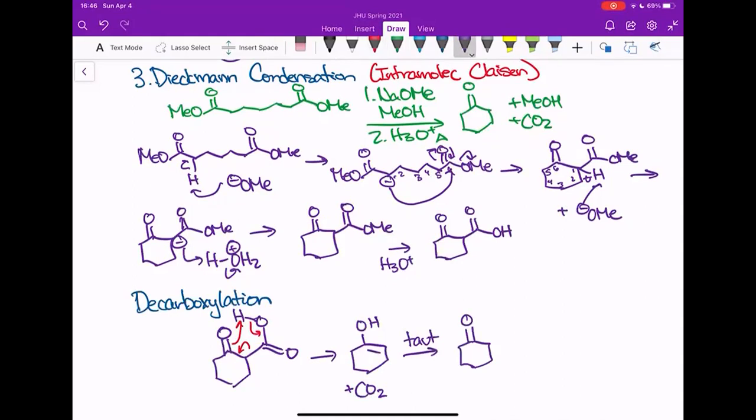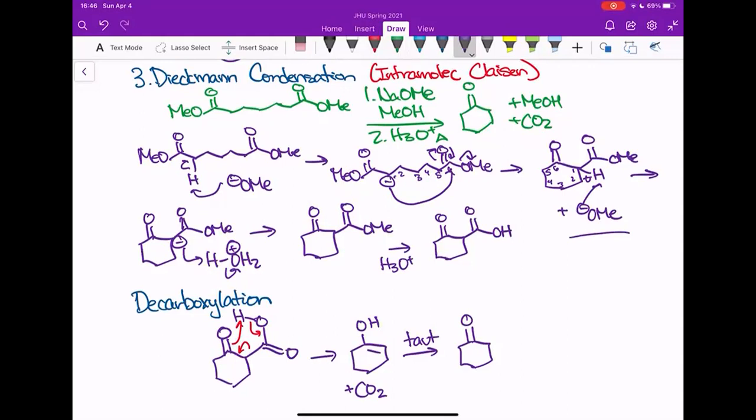Okay. So all of this just happened in the H3O plus and heat step, which is why your final product will just be this carbonyl, and you'll have the CO2 byproduct and then also the base byproduct that we created earlier at this step. Okay.